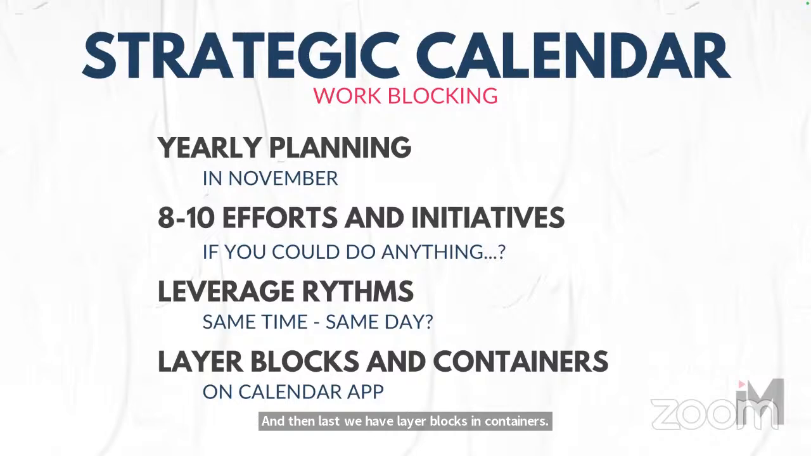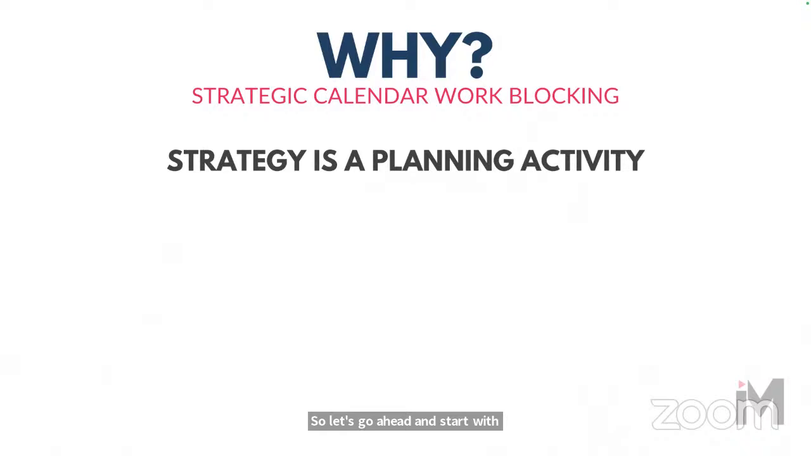So just a quick explanation of the layered blocks on your Google Calendar. You can block out your time, but then once those meetings and everything come about, you can put that meeting on top of that longer block. And I don't have an example for that, guys, but if you do have a question about that, I am more than happy to explain or elaborate on that one. So let's go ahead and start with creating our strategic calendar.